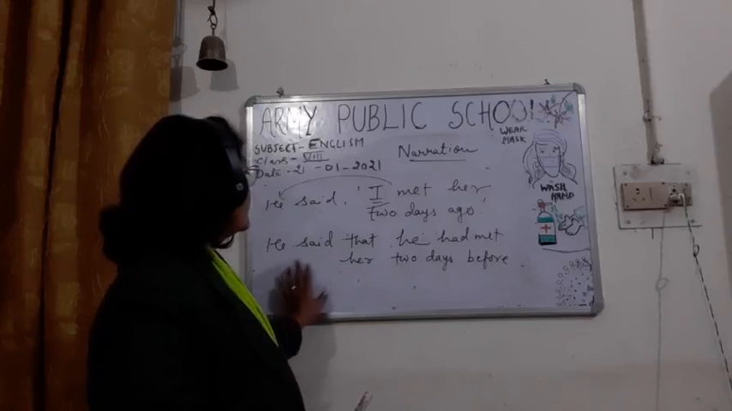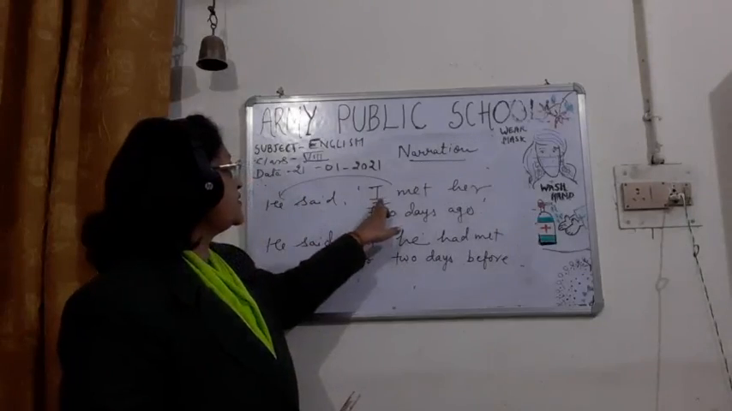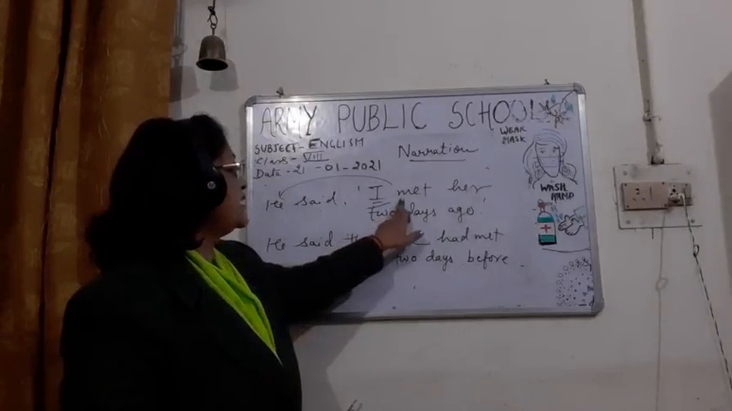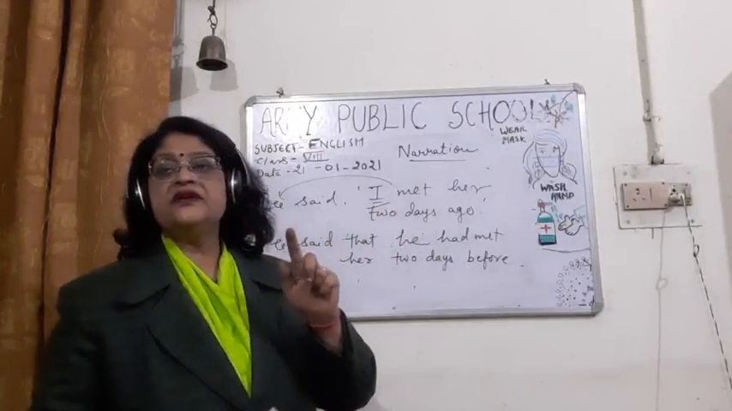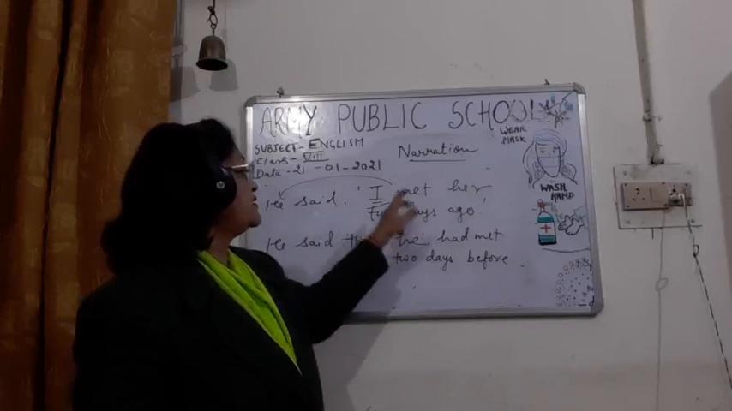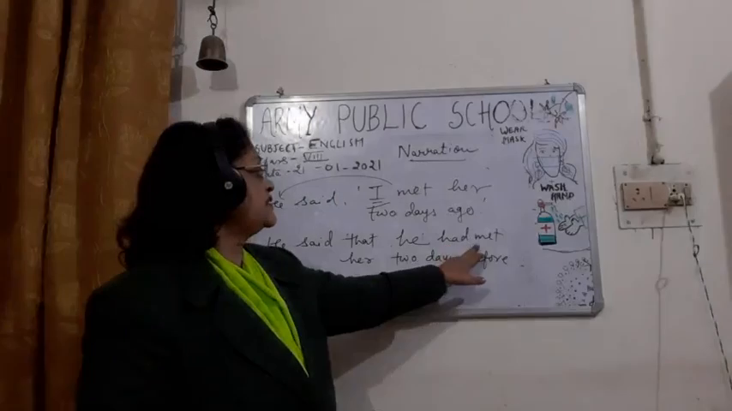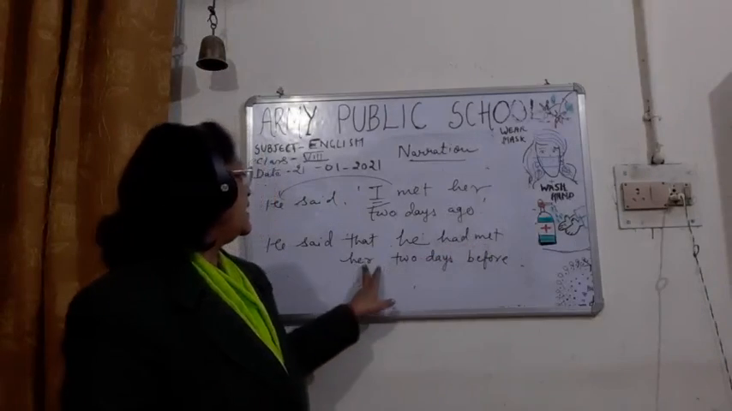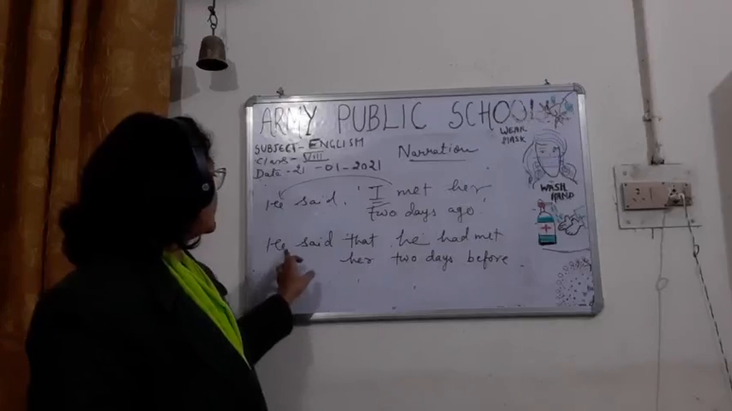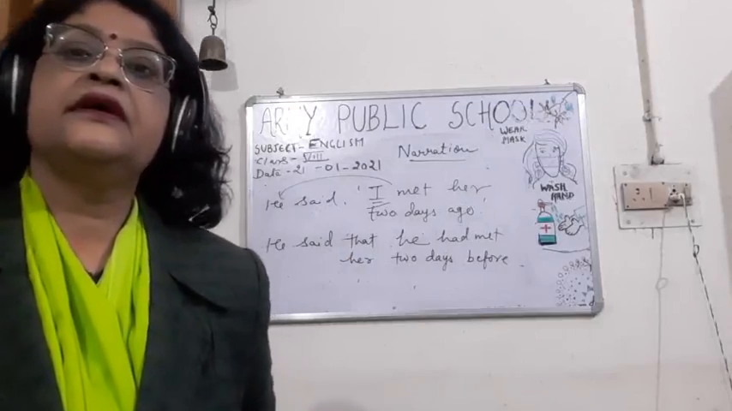He said I met her 2 days ago. He said that he had, why he? Because children, this is the first person and it will change according to the subject. Met is simple past, and the tenses will change over here as the reporting verb is in the past tense. So met, simple past, will change into past perfect. What is the formula of past perfect? Had plus V3. So had met her. Children, this is the other word, so ago will change into before. So what is the answer? He said that he had met her 2 days before. So this is the answer.